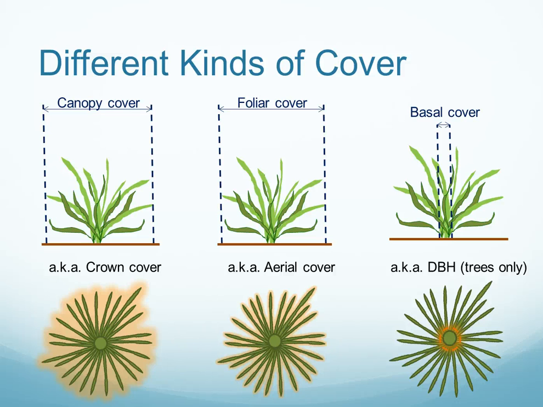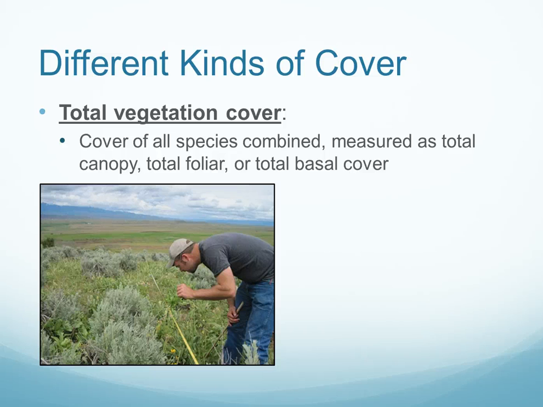DBH varies depending on what country you're in. In some parts of Europe, DBH is defined at 1.3 meters above the ground. But essentially, DBH and basal cover are synonymous, although we use basal cover for herbaceous species. Now, total vegetation cover is the cover of all species combined.